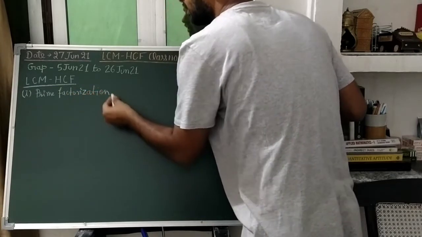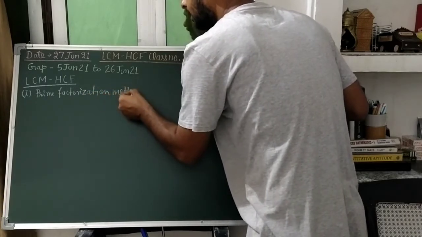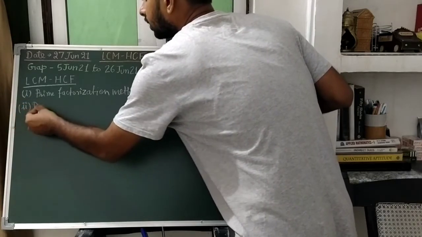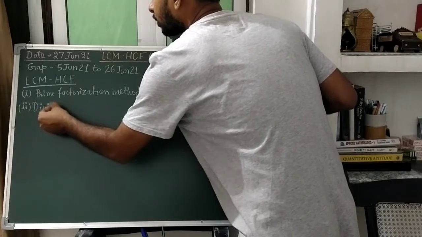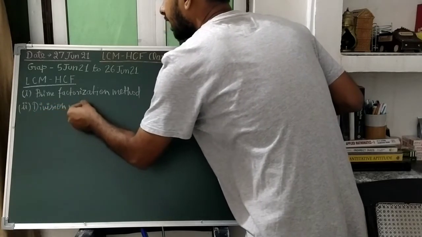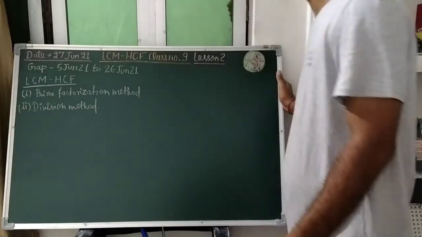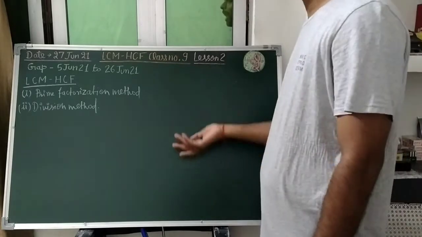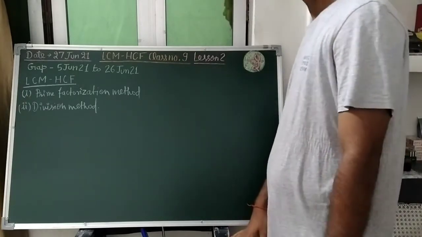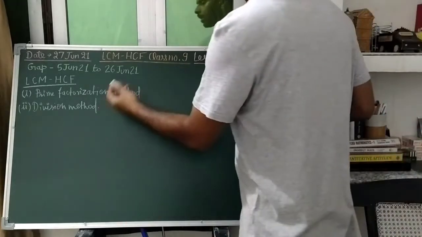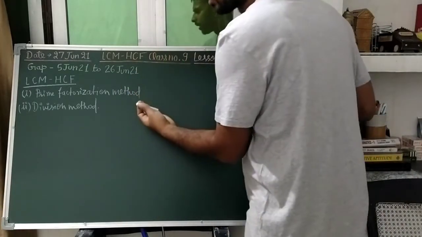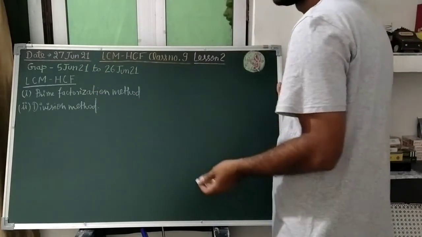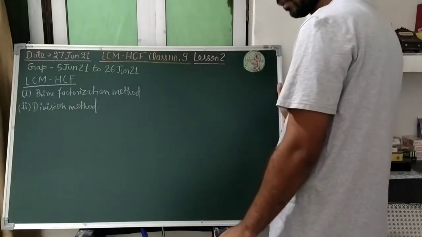The second one is the division method. In the prime factorization method, we find the prime factors of the numbers given in the problem and apply some rule for the LCM and HCF. The division method is the other, second method to find the LCM and HCF.